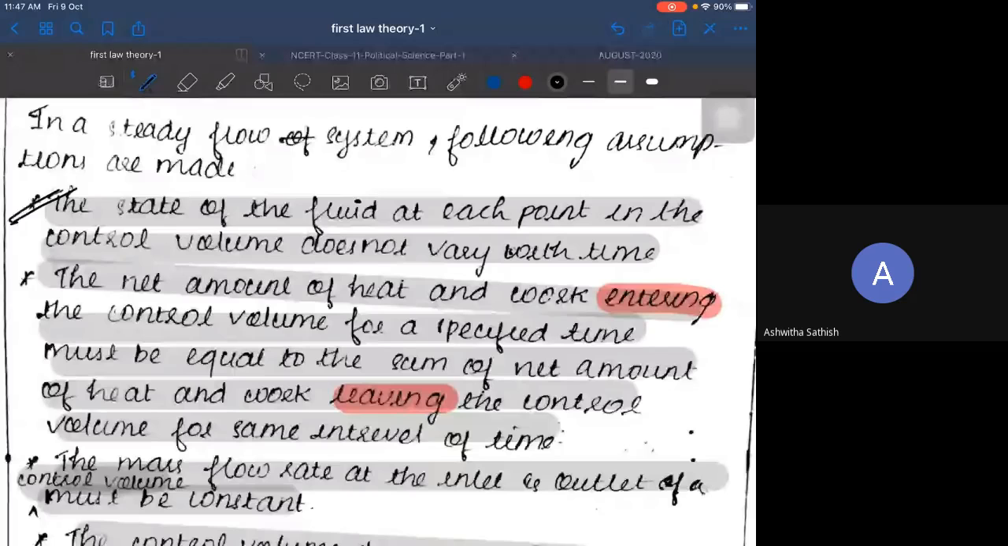Yes. The first statement. Gautam H.S. Yes, sir. The state of the fluid at each point in the control volume does not vary with time. The same example which I've just stated, length of a pipe where you consider the control volume, the state of that particular point, suppose you have considered that to be state 1, the pressure and volume and temperature of that particular state will not change with respect to time. So that is your first assumption.